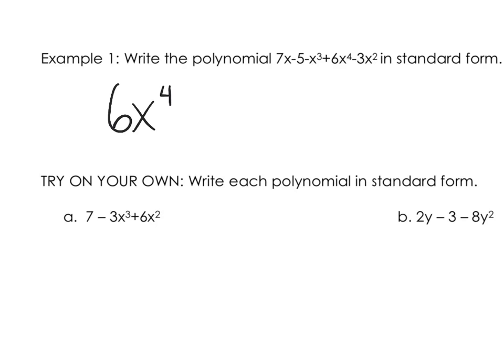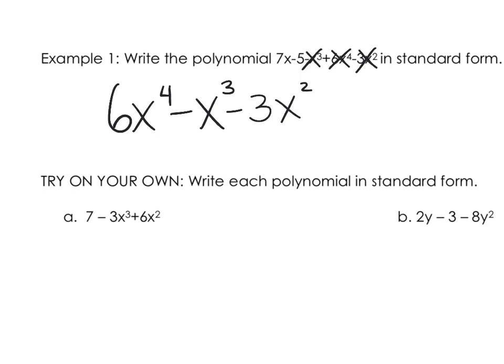So I like to cross things out when I use them, so I'm going to cross that one out. And now I'm looking for an exponent of 3, which I have, and it's negative, so I'm going to put minus x to the 3rd, and I'm going to cross it out when I'm done. Now I want an exponent of 2, so that is minus 3x squared, and I'm going to cross it out. Make sure you're not losing those negatives when you rearrange.